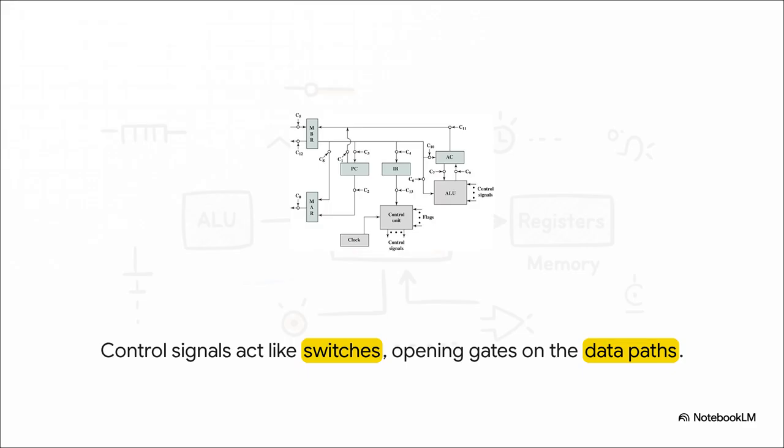When the control unit needs to move data from the program counter to the memory address register, it literally sends a control signal that temporarily opens the specific gate connecting those two components. It's like a hyperactive traffic cop opening and closing intersections at lightning speed. And the wild part? The control unit never actually sees the data being processed. It literally just controls the gates.